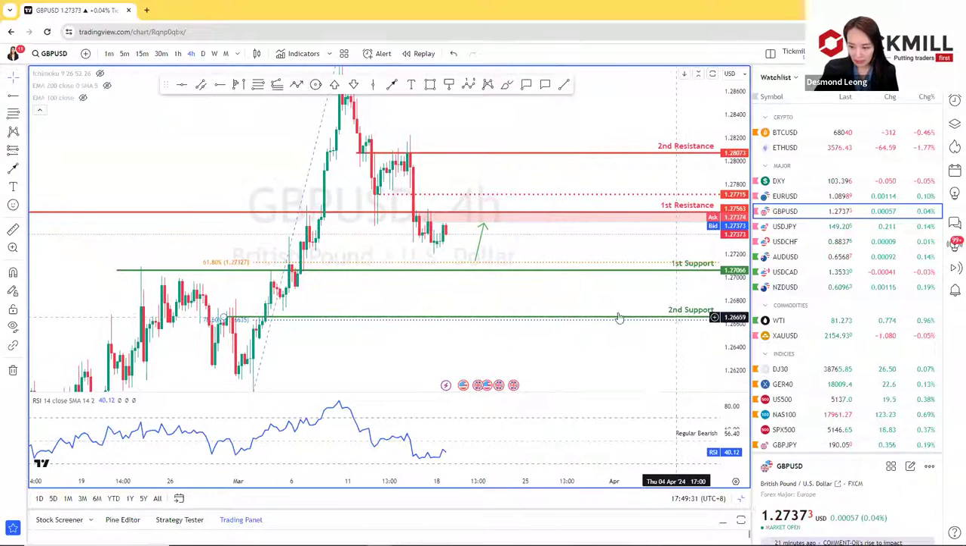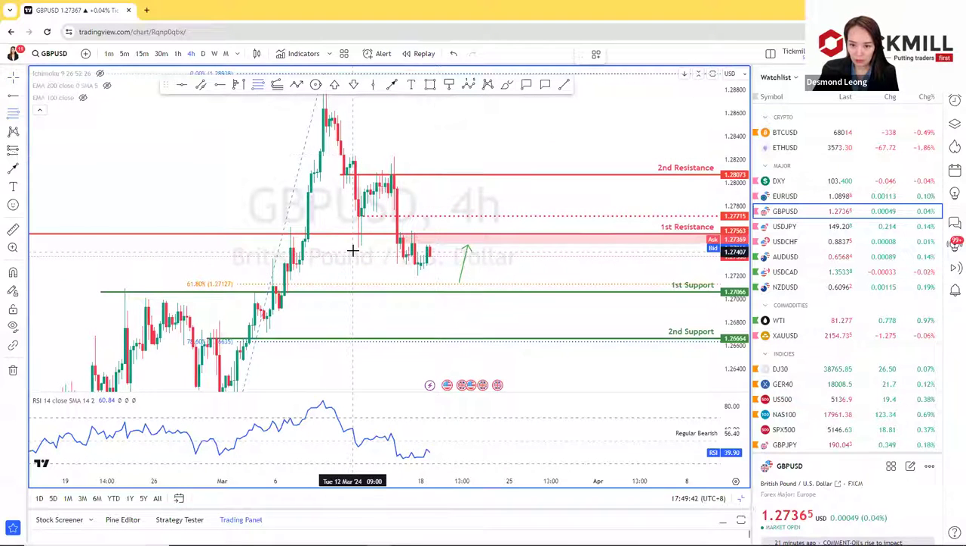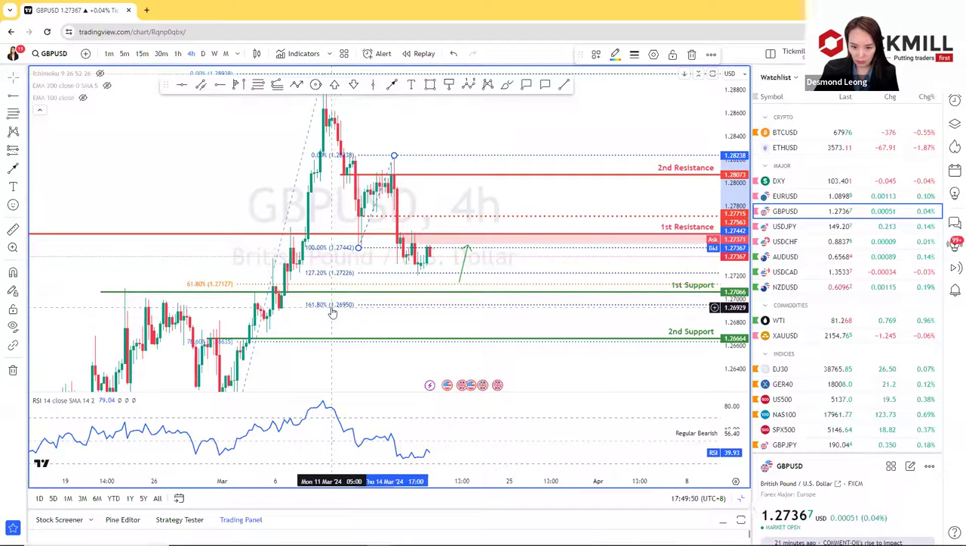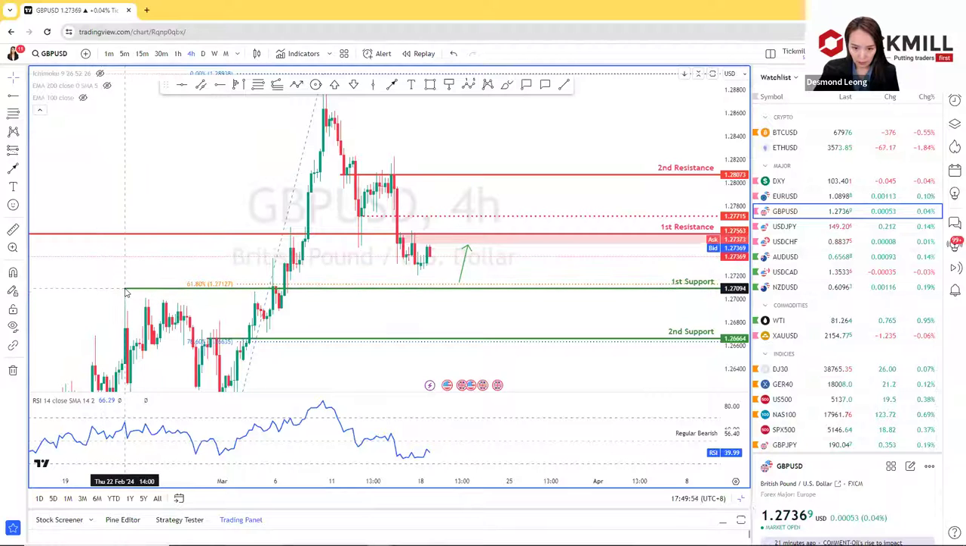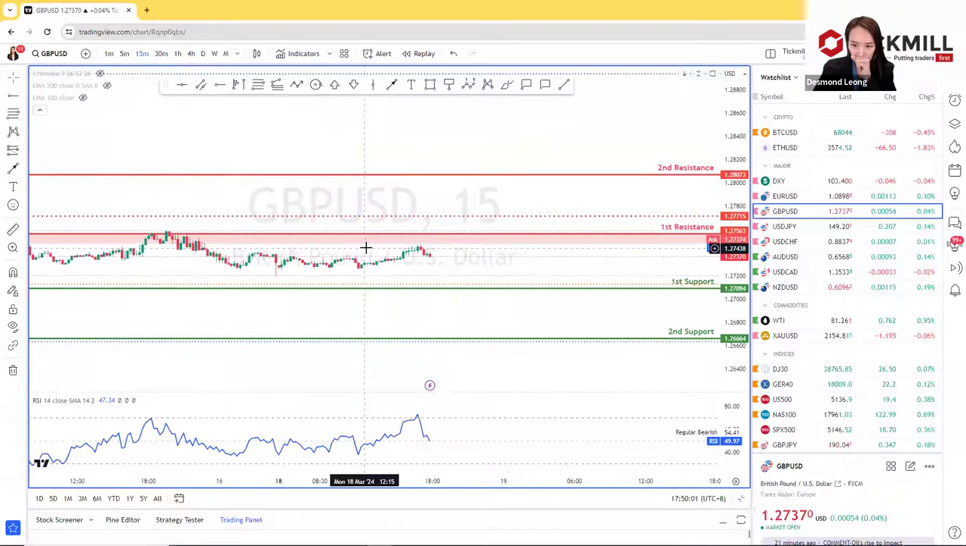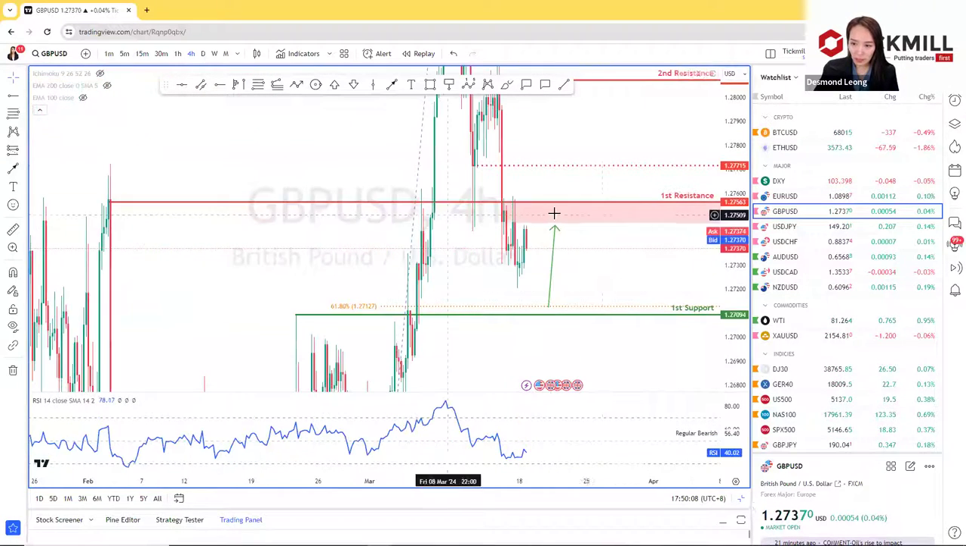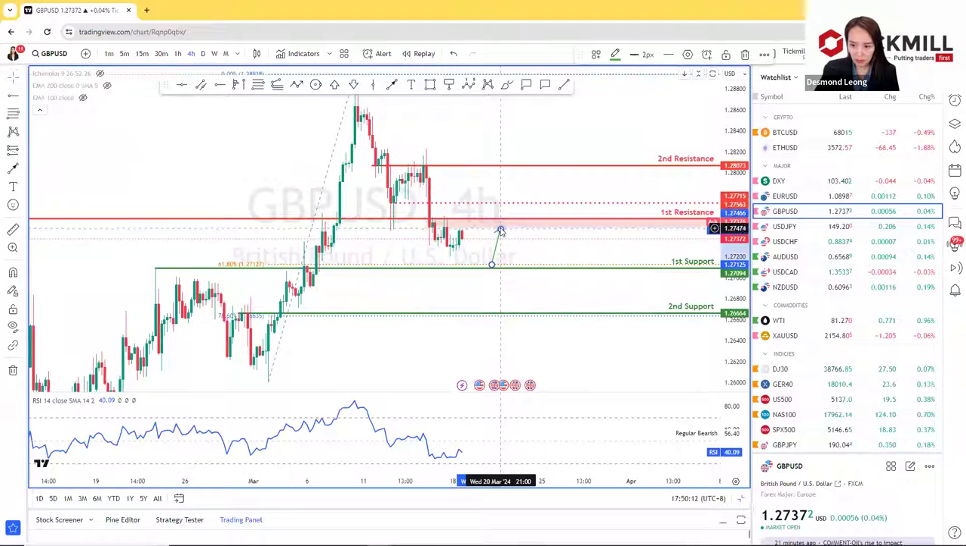And what's our second support? We do have 78.6%. I think I can use extension, but not extension 161.8, that is all below, right here. So we're not going to use it. Copy this one. Okay, it's falling from here. If you don't have an entry and want to short now, just be careful that price may go up here. If you want to scalp, or if you can wait, you can wait at this level around 1.2712 for the GBP.